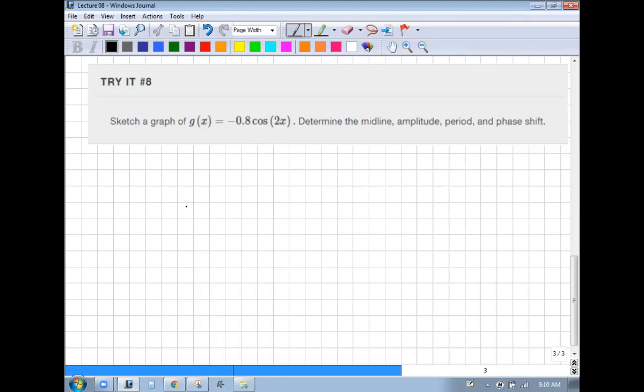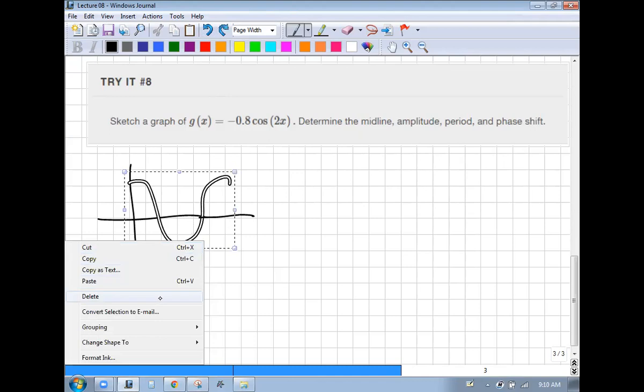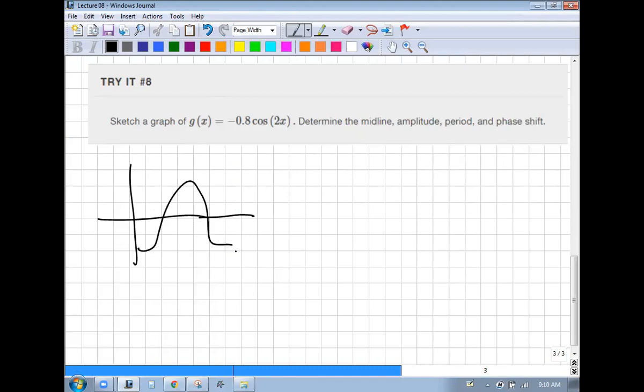All right, so midline and all that stuff. Well, our typical cosine looks like this, right? This minus sign is going to flip it, so it's going to look like this. And the amplitude, instead of being between minus 1 and 1, is going to be between minus 0.8 and positive 0.8, because that's the amplitude. Instead of 2 pi here, this thing is going to shrink everything by a factor of 2. So that's just going to have a period of pi. And we could go through the math. 2 pi divided by b. B here is 2. So pi.